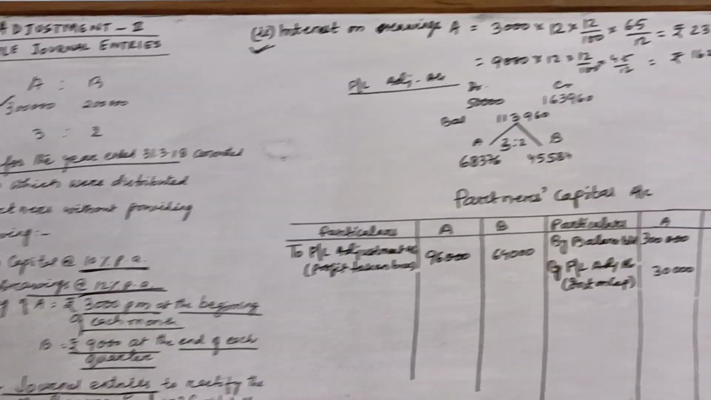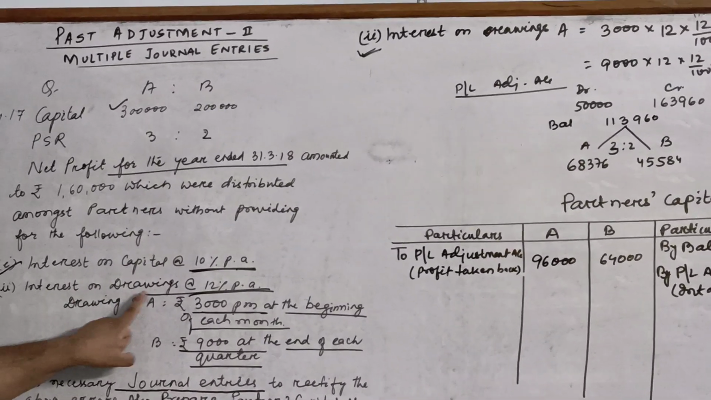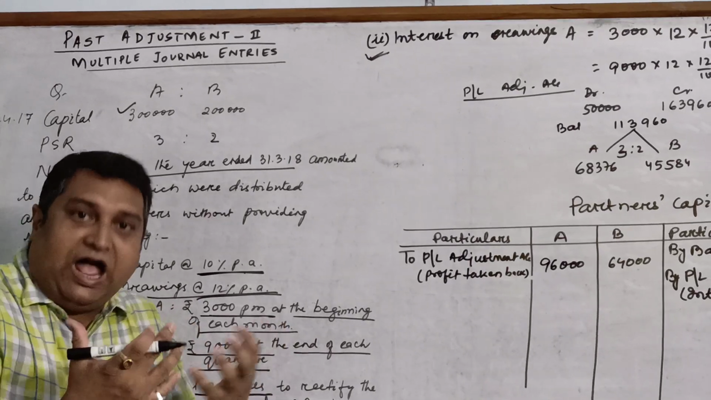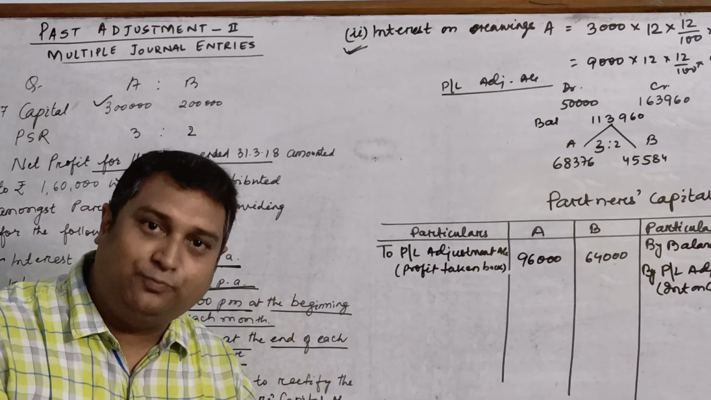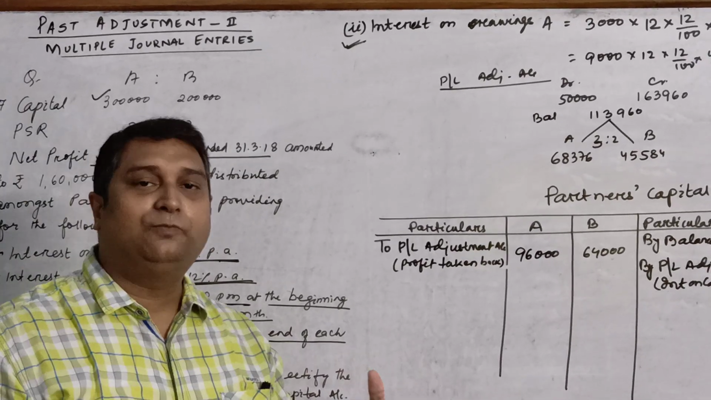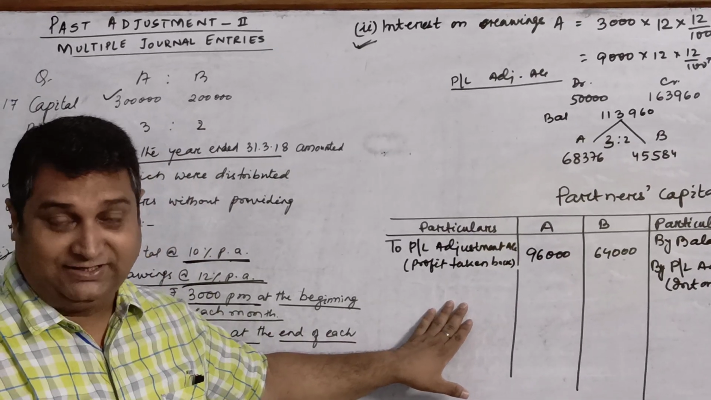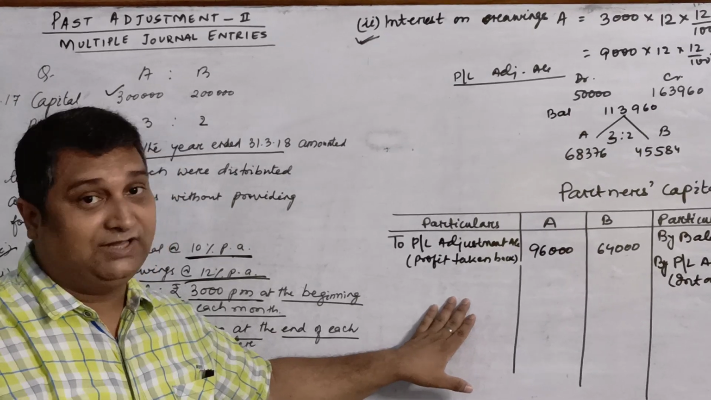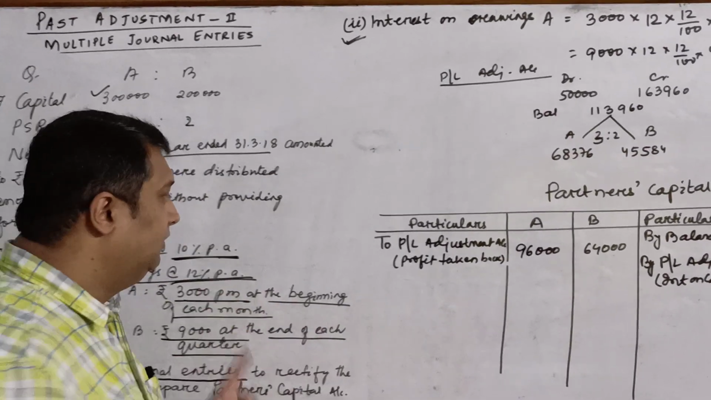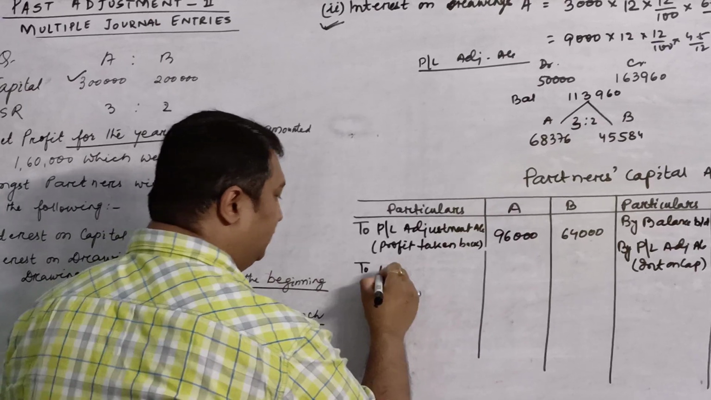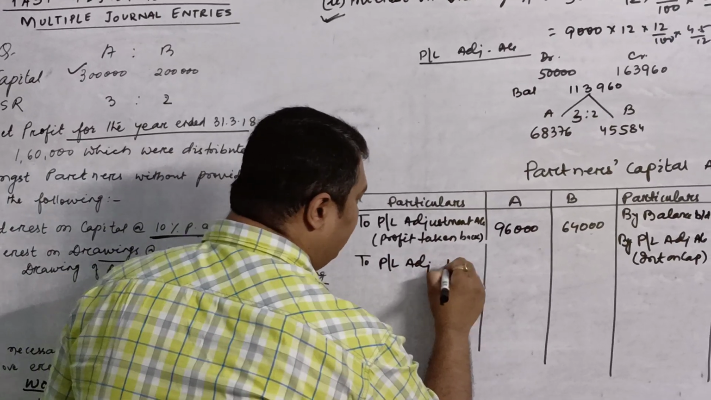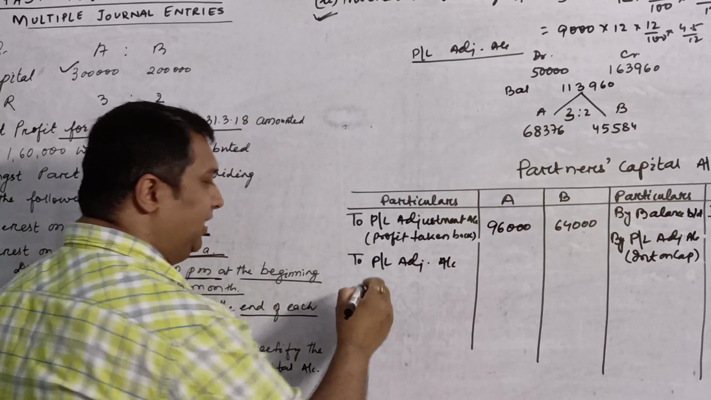After interest on capital, the next part is interest on drawings, which you have to charge from partners. When you charge from partners, their capital has to be reduced, so anything which needs to be reduced has to be brought on the debit side. But what is the thing which you have to understand? Once again, we will not write interest on drawings. We will write profit and loss adjustment account. We will follow the journal entry.